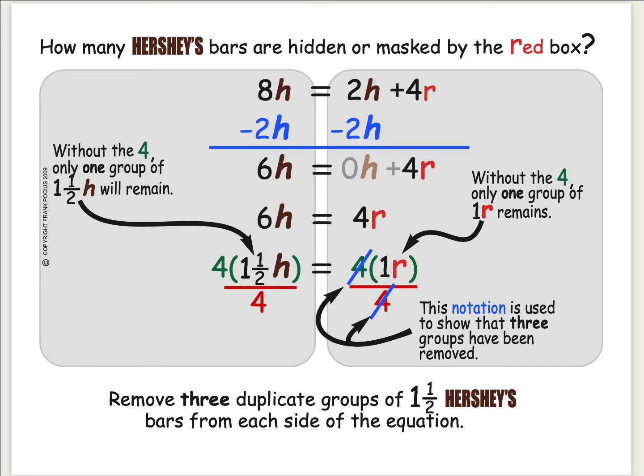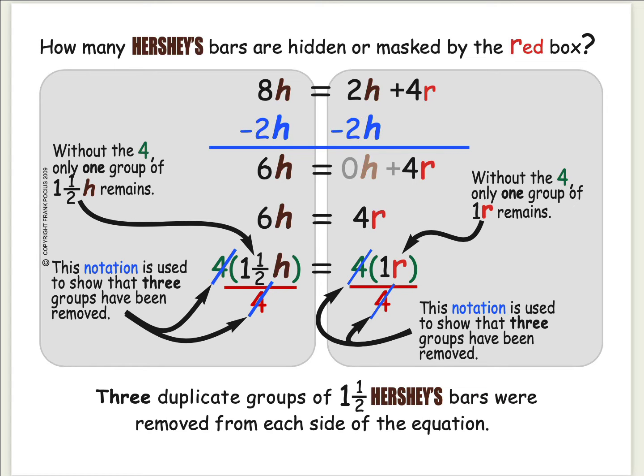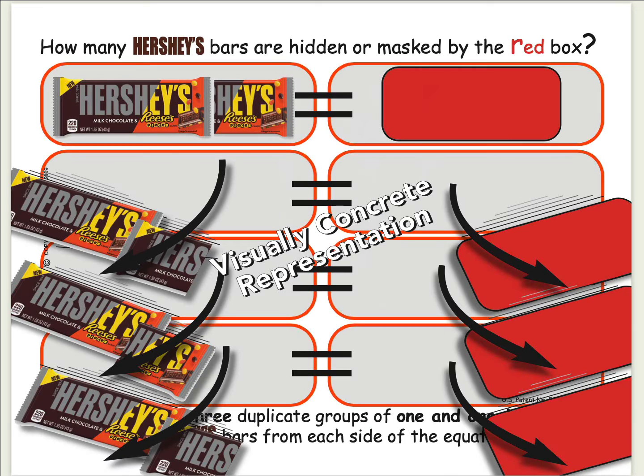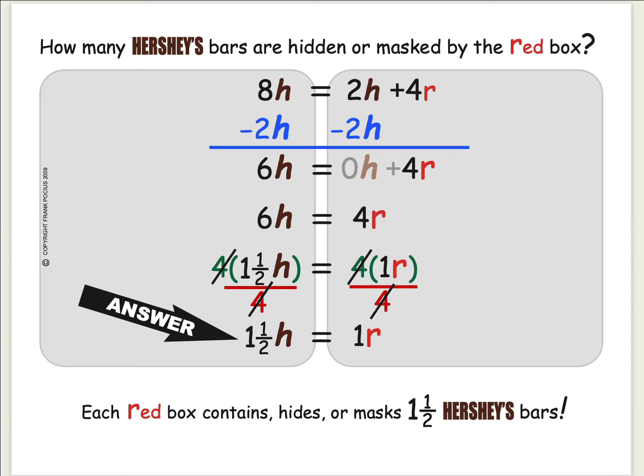Remove 3 duplicate groups of 1 1/2 Hershey's bars from each side of the equation. 3 duplicate groups of 1 1/2 Hershey's bars were removed from each side of the equation. Each red box contains, hides, or masks 1 1/2 Hershey's bars.